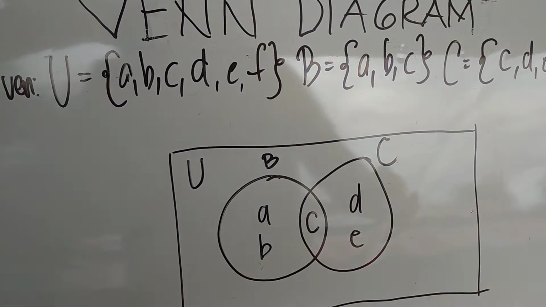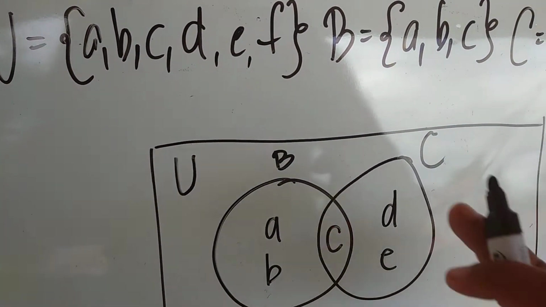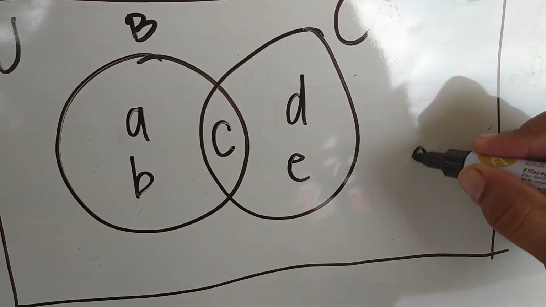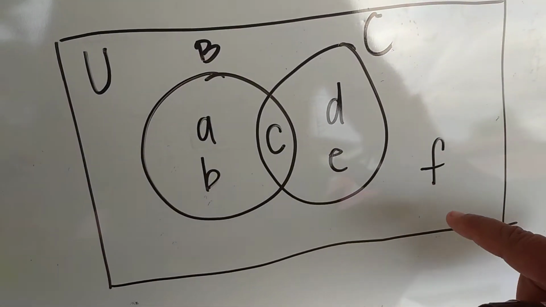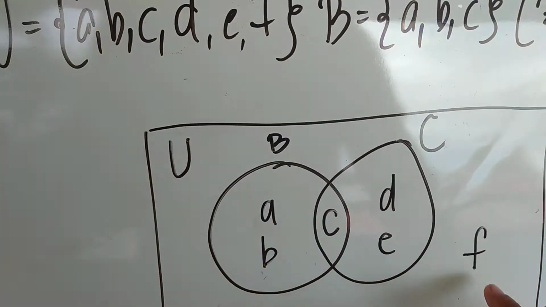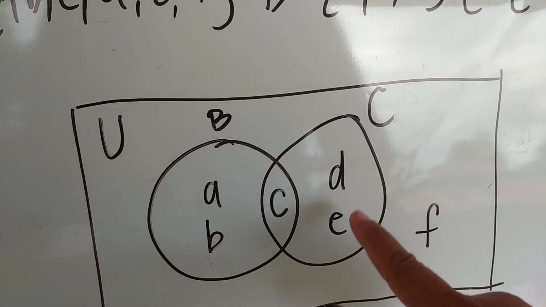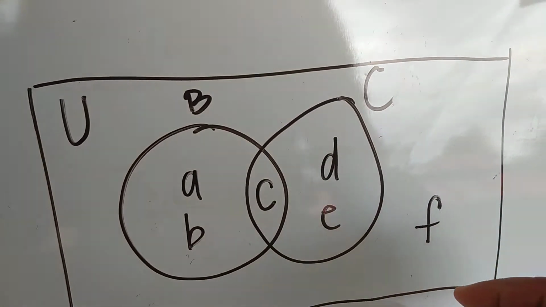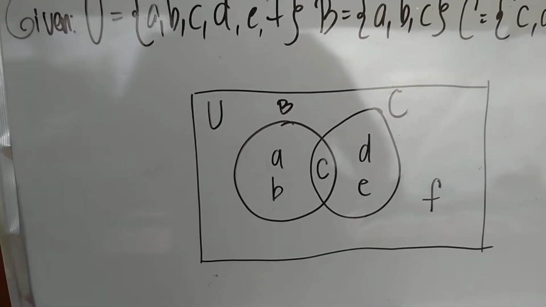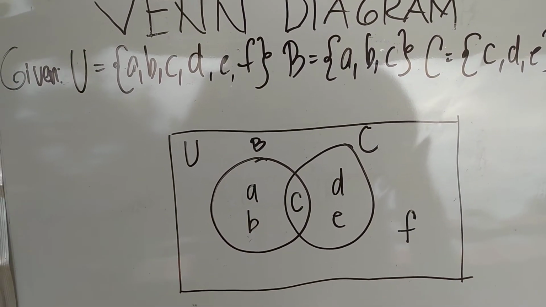Okay, so going back to your universal set, we have A, B, C, D, E, and F. So we have here an F. You're going to write your F here. Since F is included in your universal set but not included in your set B and your set C, you're going to put your F here, outside the two circles, which are set B and set C. So this is how to illustrate sets using a Venn diagram.